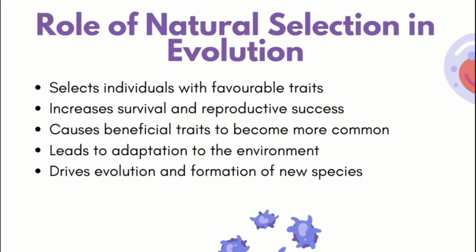Because if you have 100 people in a population and only 10 out of the 100 have those favorable traits, the 90 are going to die because the environment is working against them. The 10 that did survive are going to reproduce, and their offspring are going to have the favorable traits those 10 had. And that is what is going to cause these beneficial traits to become more common. So basically, the next generation is going to be made up of only favorable traits.